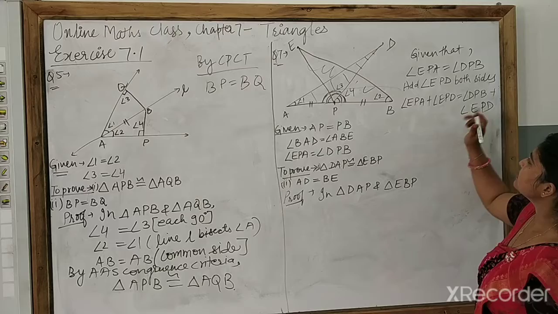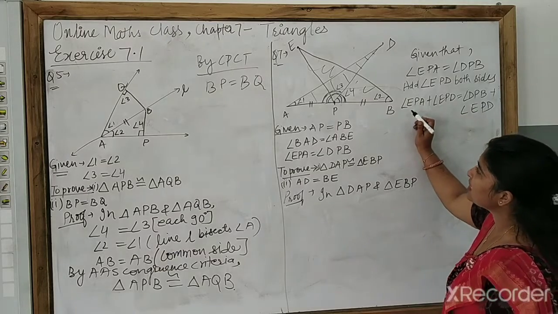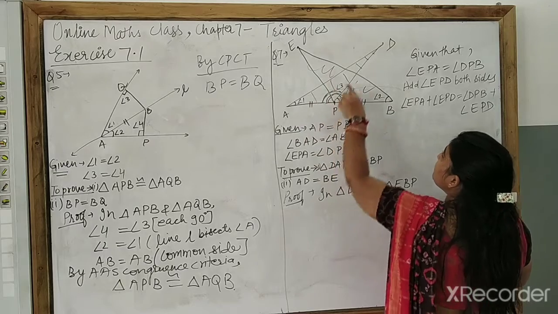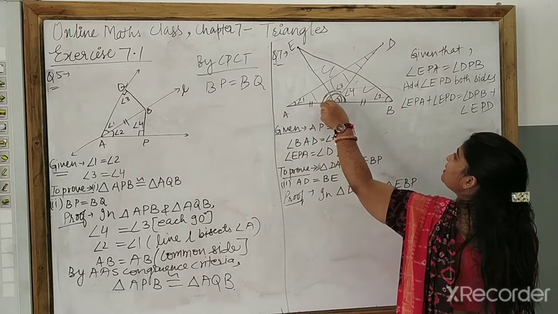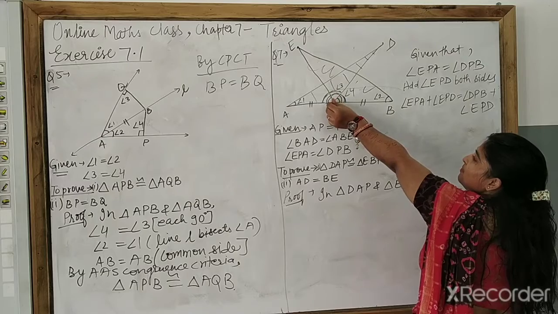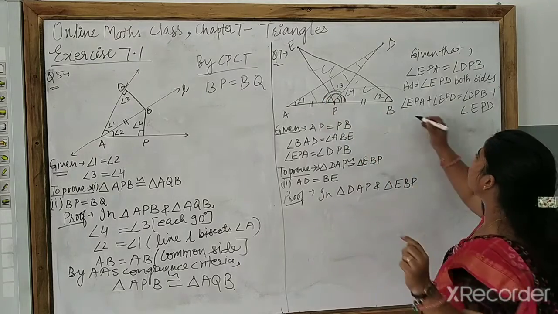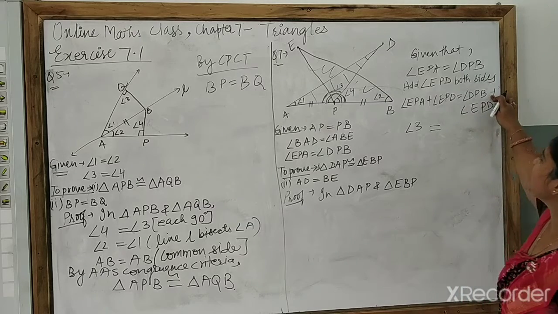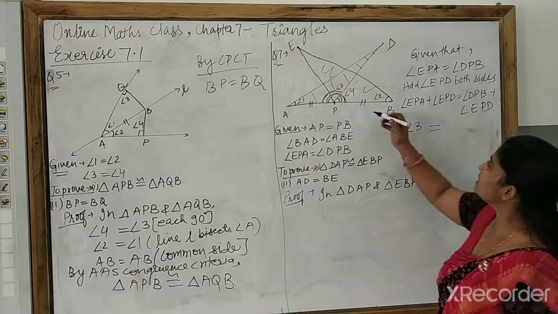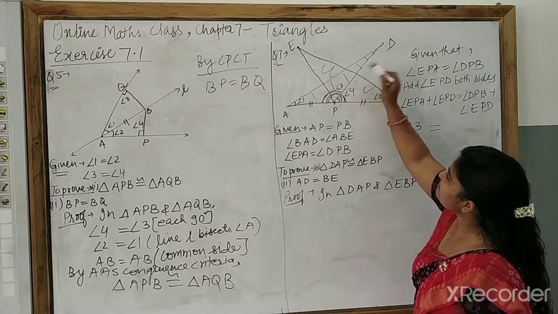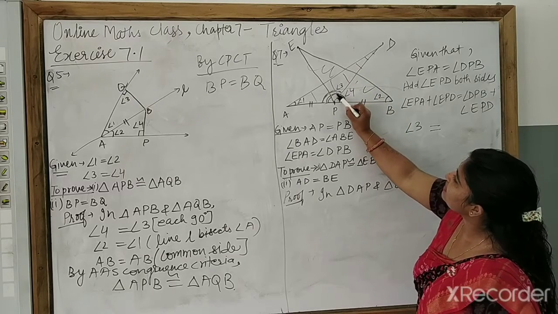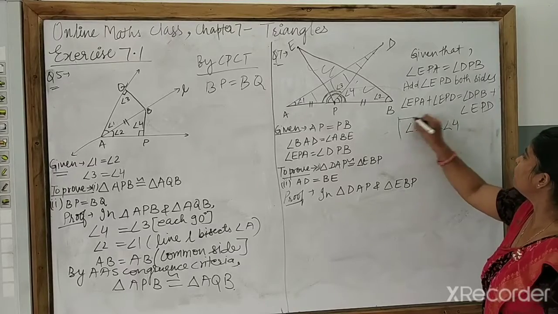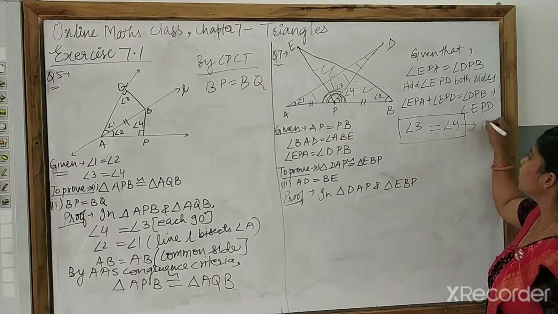So what is it? Can you see EPA? EPA is this angle and EPD means this angle. So when they are collected together, they will be added. You will get angle 3. So this is your angle 3. That is equal to DPB plus EPD. You can clearly see that this one is angle 4. So angle 3 is equal to angle 4. Give it equation number 1.